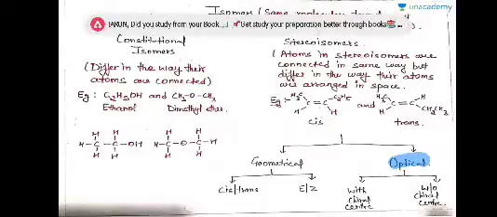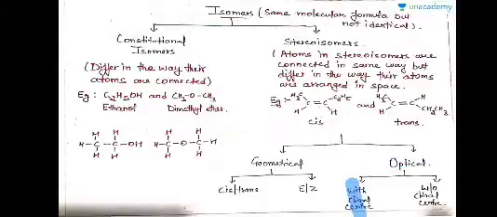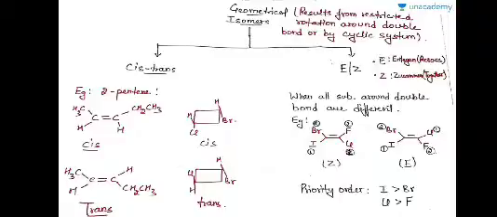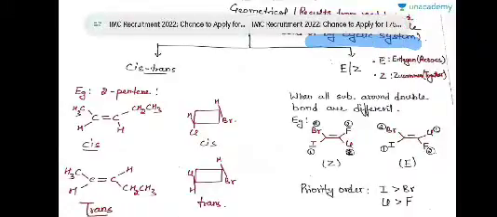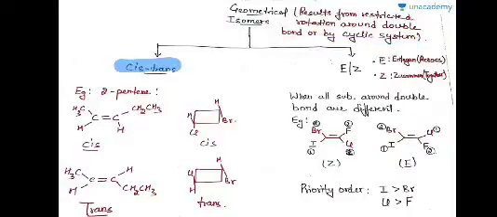Now the optical isomerism is of further two types. Number one is with chiral center and number two is without chiral centers, that is due to chiral axis or chiral plane. Now friends, geometrical isomerism, as we have talked about earlier, results from restricted rotation around a double bond or by a cyclic system. So friends, geometric isomerism is of two types. Number one is cis and trans isomerism.